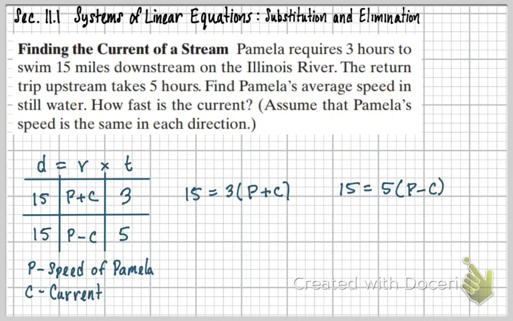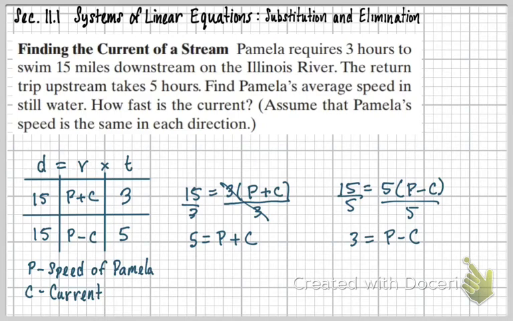The reason I didn't have you multiply it through was for this reason. For this first one, I can simply divide both sides by 3, and those are going to cancel, which is a lot nicer than distributing it through and going through a lot of algebra. So this is going to turn out to be 5 equals P plus C. Then I'm going to do the same thing with this other one. I'm going to divide both sides by 5. So this is going to be 3 equals P minus C.